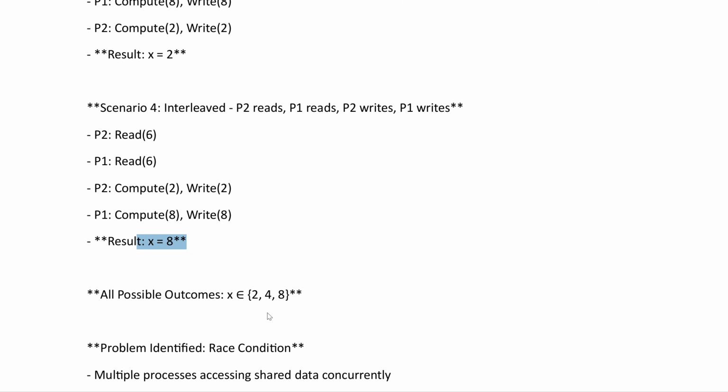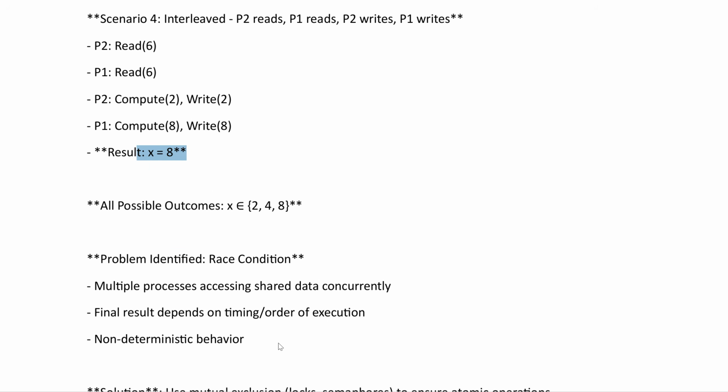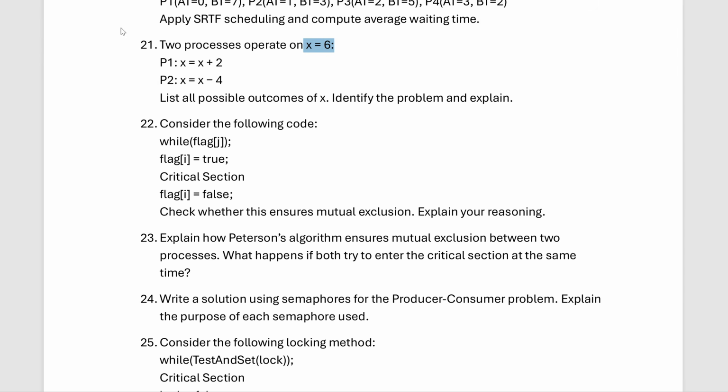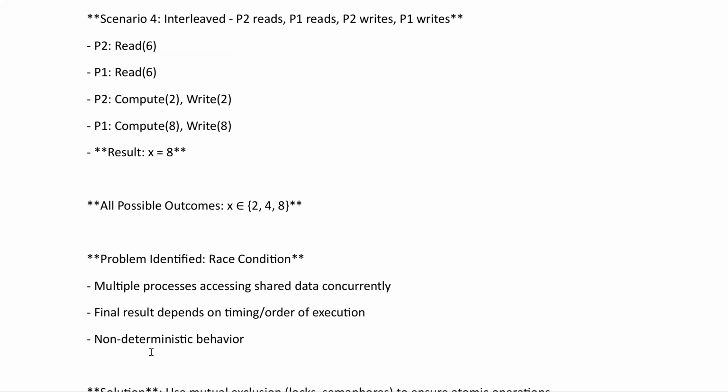So all the possible outcomes are that x can comprise values 2, 4, and 8. We have seen in scenarios 1 and 2, the value of x was 4. In scenarios 3 and 4, the value of x has come out to be 2 and 8 respectively. So this is the problem identified, as I've earlier told you. This is known as the race condition problem, where both processes P1 and P2 are in a race of accessing the value of x and computing, reading and writing the value of x.